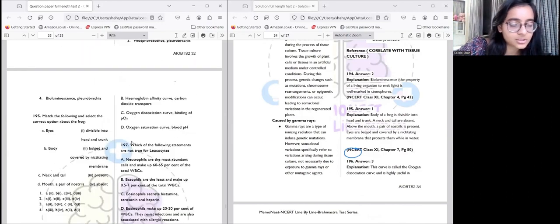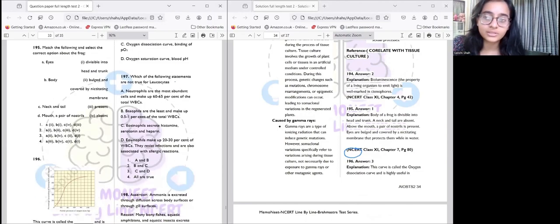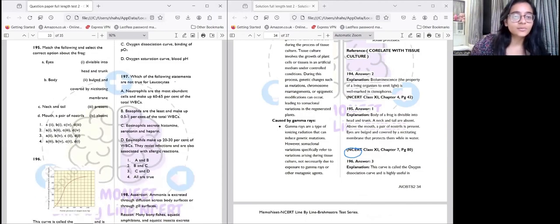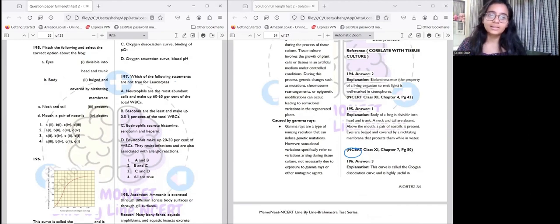That's all. Next question, question number 195. We are proceeding towards the end of the paper, guys. So 195, let's see initially about the frog. So the eyes, the body, the neck and tail, mouth, and a pair of nostrils. Does it have eyes? Yes, eyes are present. So it's A3. Let's see.